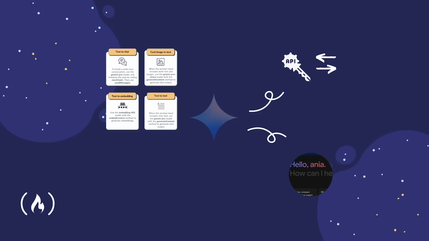Okay, so we got it? To recap, Gemini is a series of multimodal generative AI models developed by Google that you can interact with via an API or via the app of the same name, Gemini.